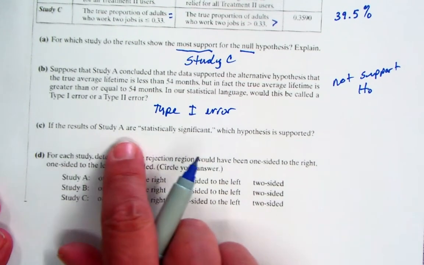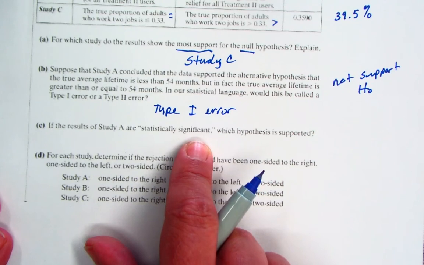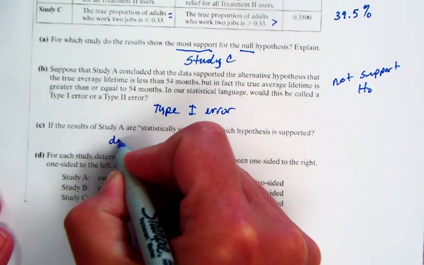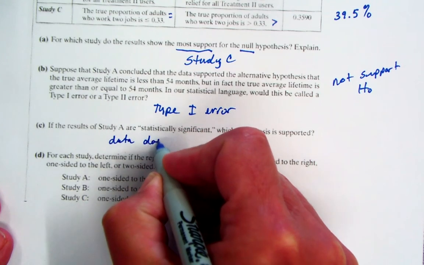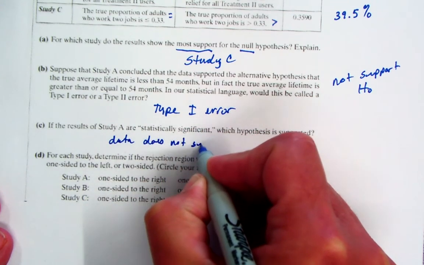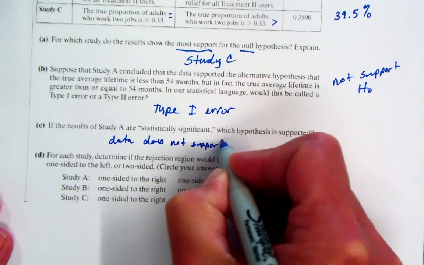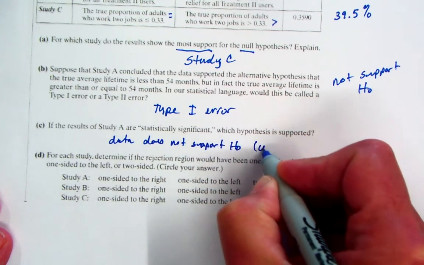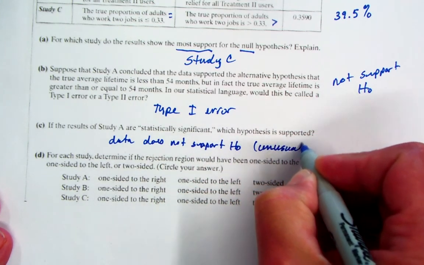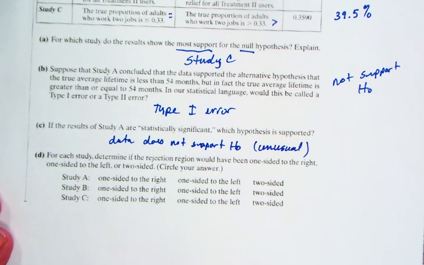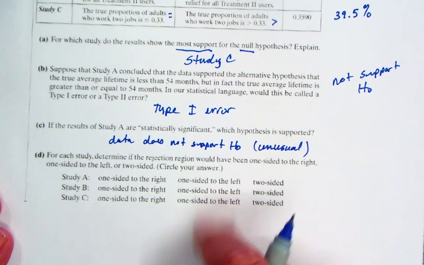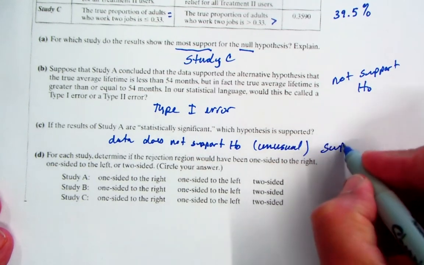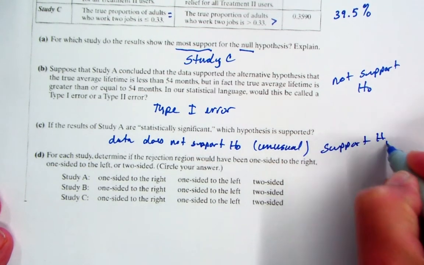If the results of study A are statistically significant, that's a phrase that you needed in your midterm project, and what that says is the data does not support the null. In other words, your data is unusual if your assumptions are true. So which hypothesis is supported? If it doesn't support the null, it's going to support the alternative.